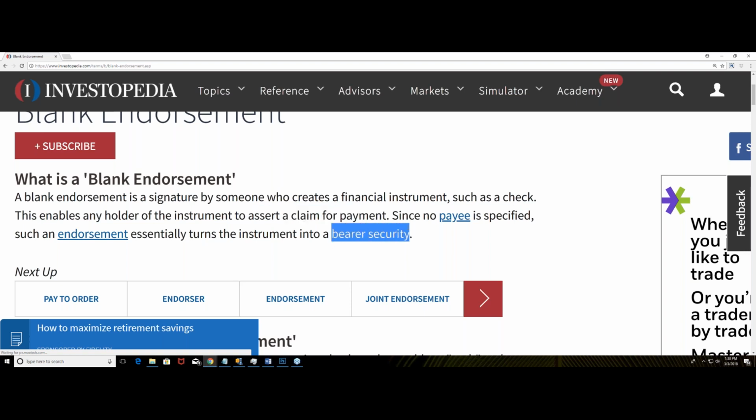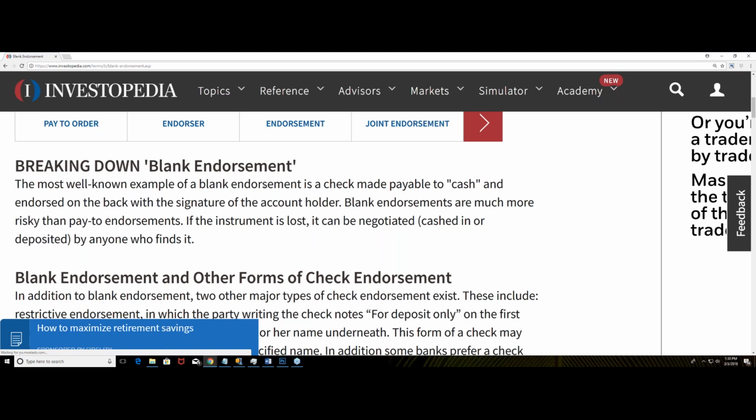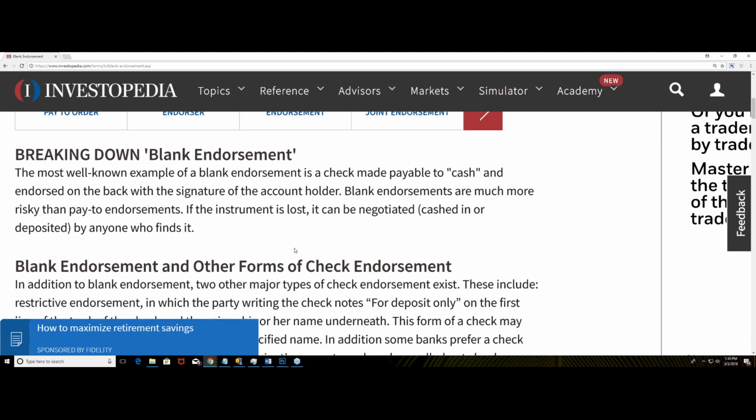All right. Breaking down blank endorsements. The most well-known example of a blank endorsement is a check made payable to cash and endorsed on the back with the signature of the account holder. Blank endorsements are much more risky than pay-to endorsements. If the instrument is lost, it can be negotiated, cashed, and deposited by anyone who finds it.